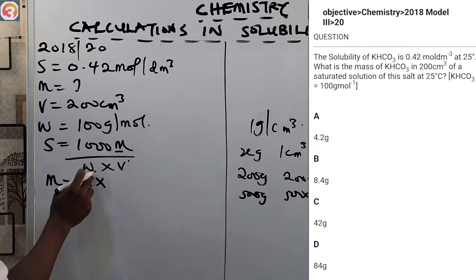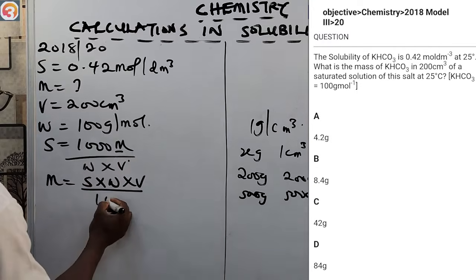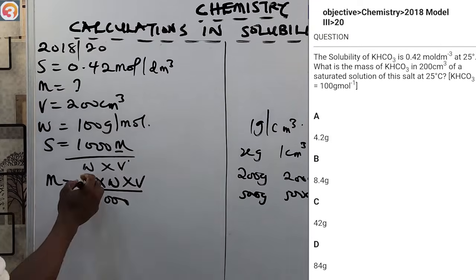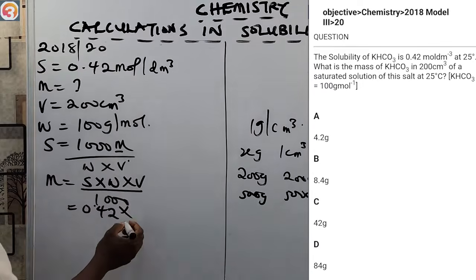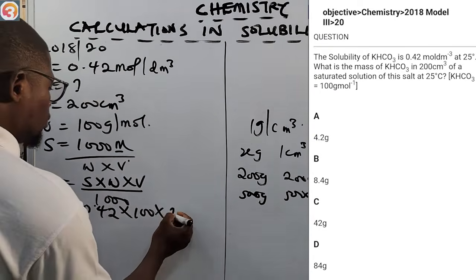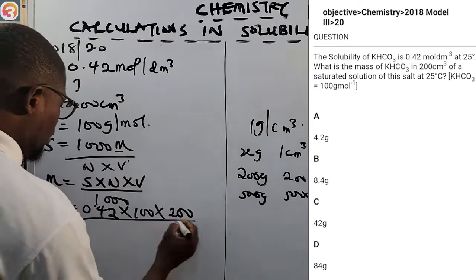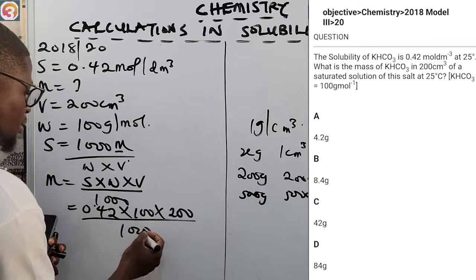Solubility times, you cross multiply now, times molar mass, then times volume, all over 1000. All right, so let's go. Solubility is 0.42. All right, then times the molar mass, 100, times the volume, 200, all over 1000. All right, so a smart student will not even need a calculator here.